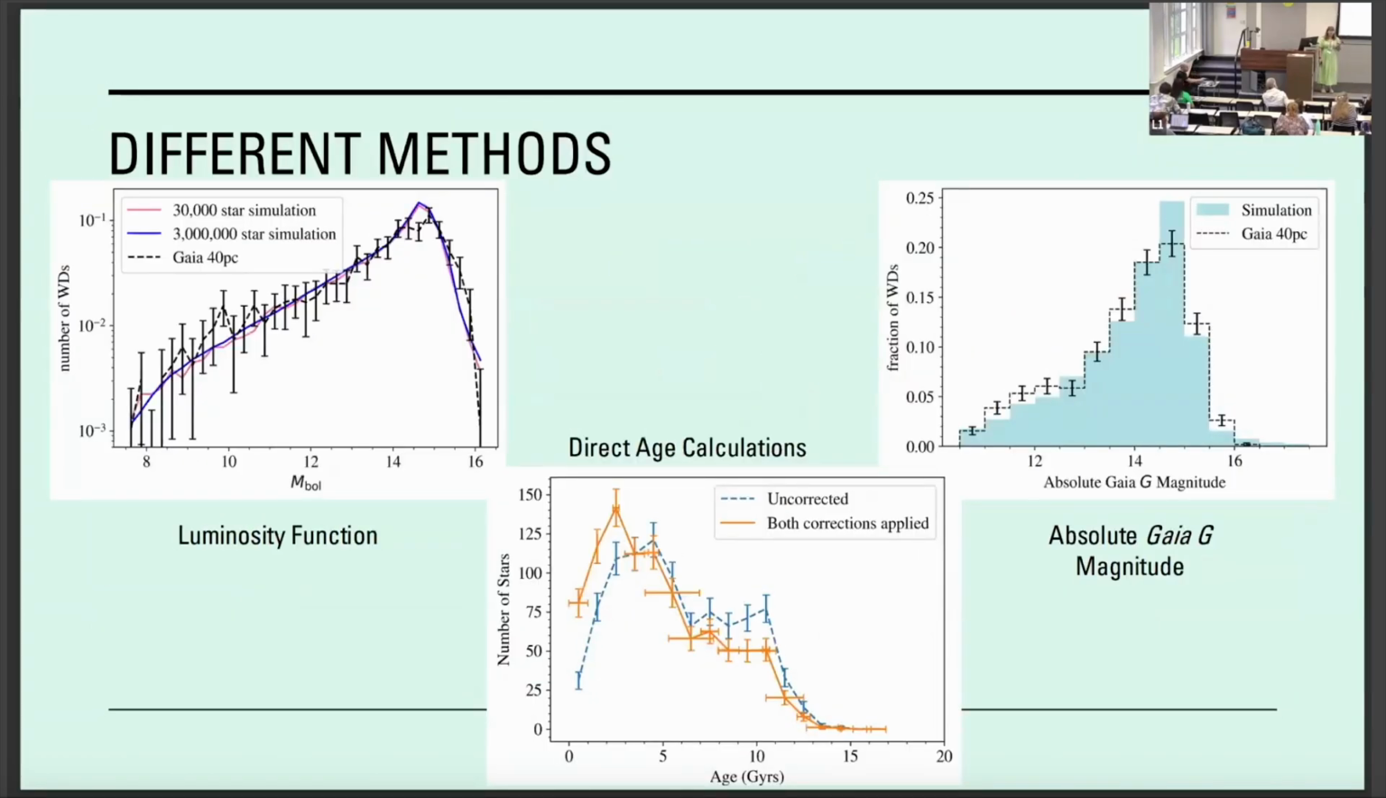So we looked at 3 different methods of doing this, whether there was any difference in the underlying assumptions, any differences in the results that we got. So we looked at the white dwarf luminosity function. We looked at the absolute Gaia G magnitude distribution. And then, as I mentioned, we also calculated the direct ages of all the white dwarfs in the sample.